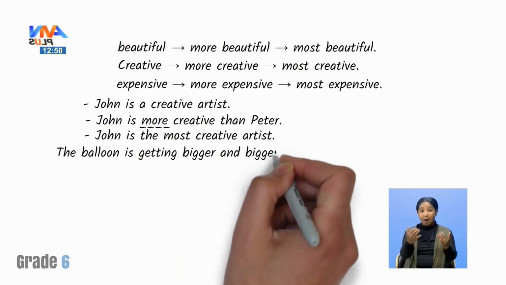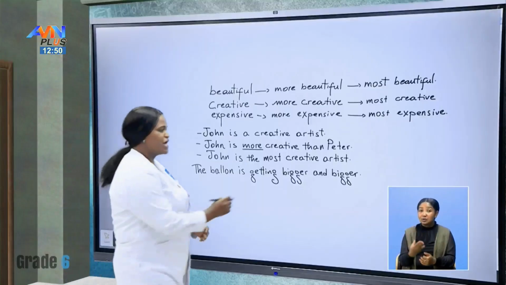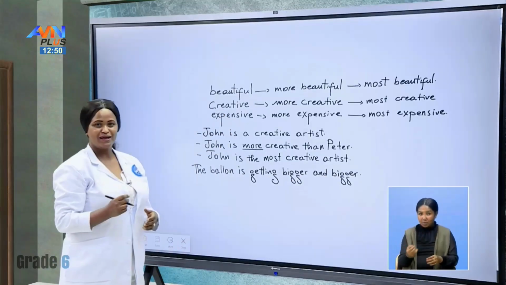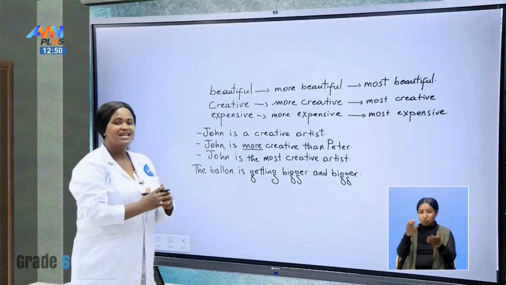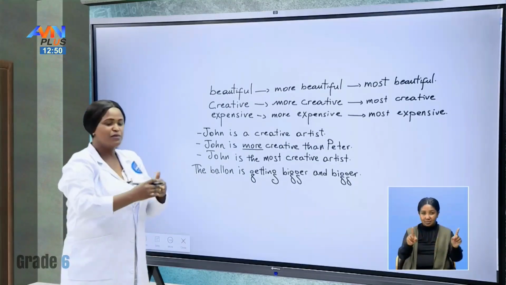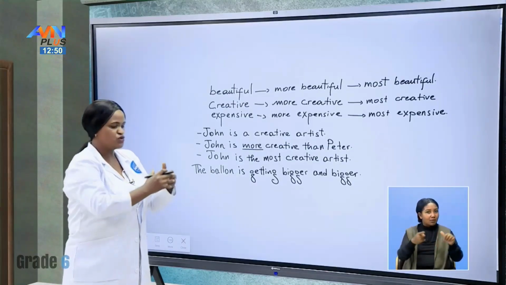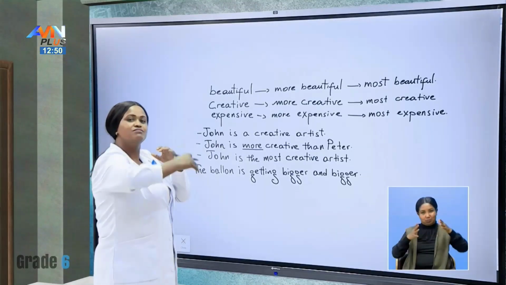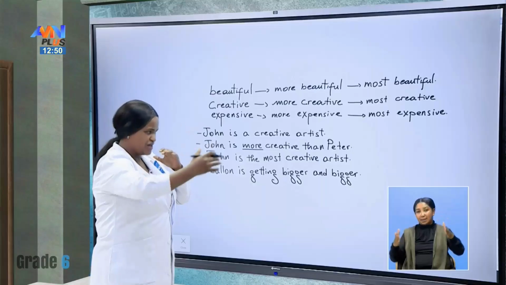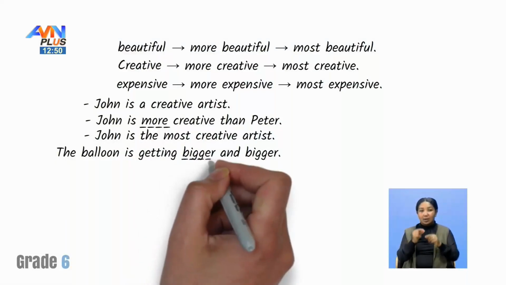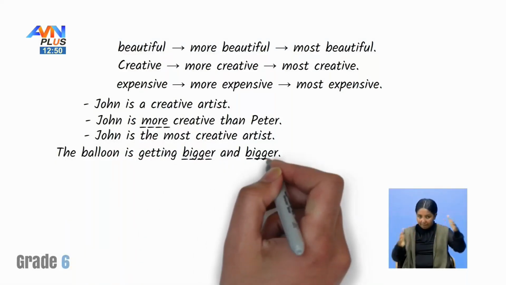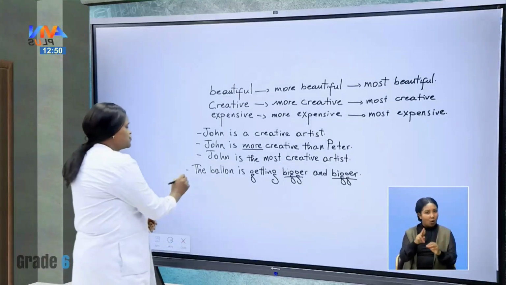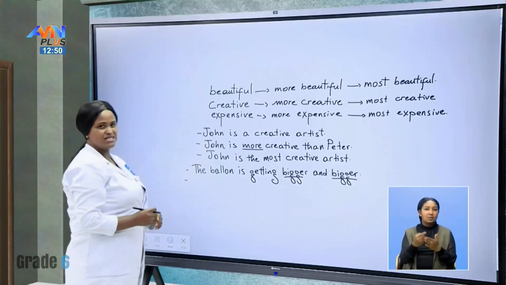Now, how many adjectives do I use? Yes, the same adjective, but 2 times in a single sentence. You see that? Why? Because I want to show what? The difference. Yes? Something is getting different. At first, it was big, and then when we add the air, it becomes what? More big. Yeah? In that matter, we say what? The balloon is getting bigger and bigger. Yes? Very good.